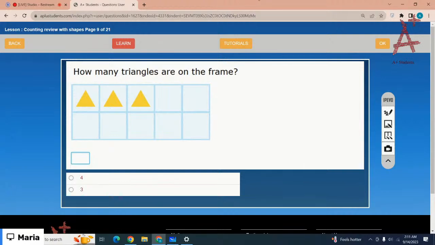How many triangles are on the frame? Which is the correct option? Yes, the correct option is, there are only 3 triangles. The correct option is 3, right?